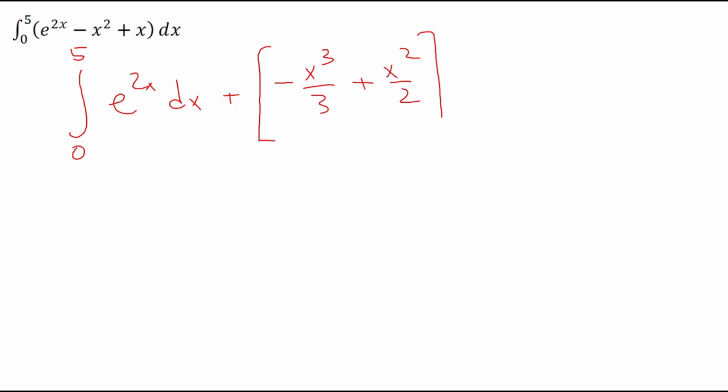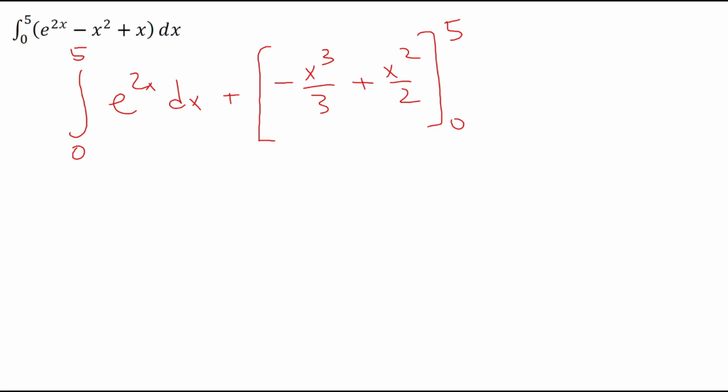All right, our next one here, the integral from 0 to 5 of e to the 2x minus x squared plus x. Now, the e to the 2x part requires a u substitution, but the minus x squared and the plus x parts do not. So I can treat this like two separate integrals. So let's do that. This is an integral from 0 to 5 of e to the 2x dx, and then plus, we can just integrate the negative x squared into negative x cubed over 3, and the x into x squared over 2, evaluated from 0 to 5.